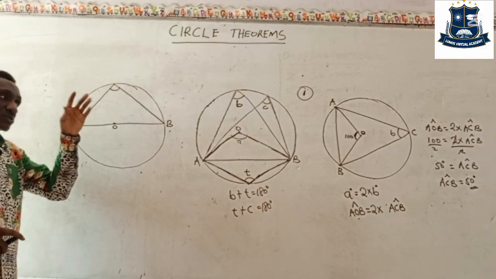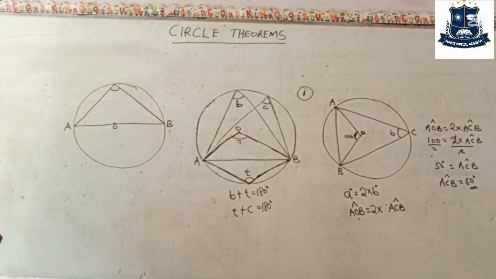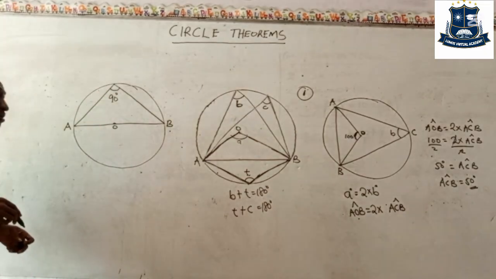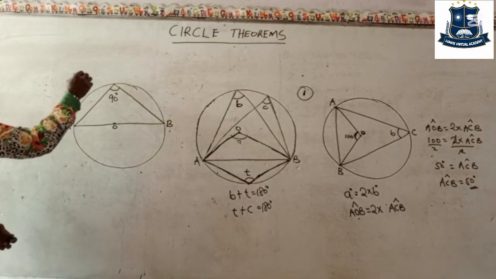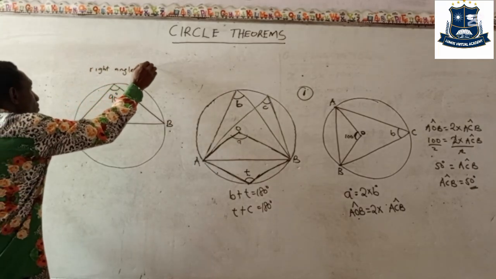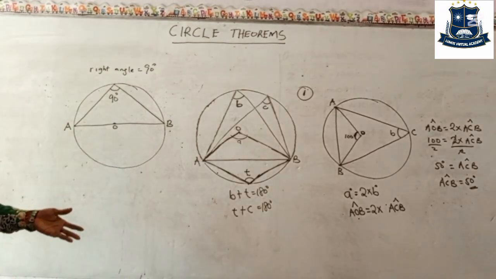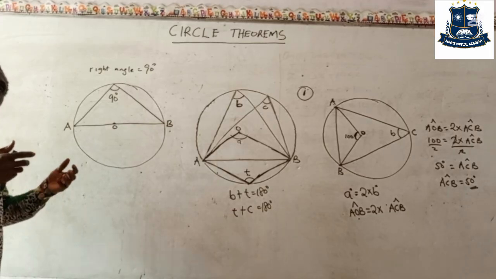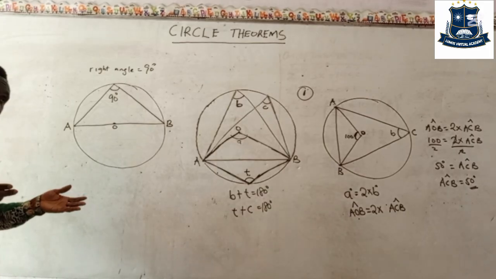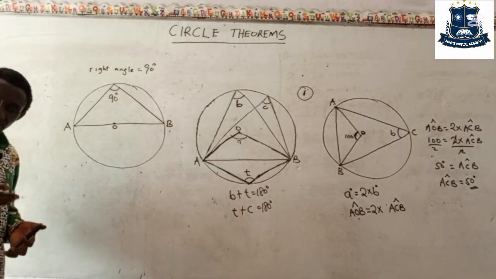Good. So the theorem tells us that any angle that a diameter forms at the circumference is always 90 degrees. Or we can simply say it's a right angle. Of course, you know that a right angle is always equal to 90 degrees. So the law can put it this way: angle in a semicircle is a right angle. All that simply means is that any angle that the diameter makes at the circumference is always 90 degrees. That means the angle is a right angle.